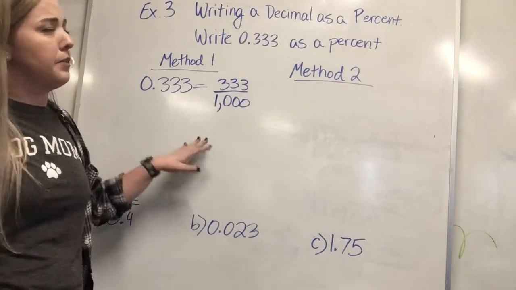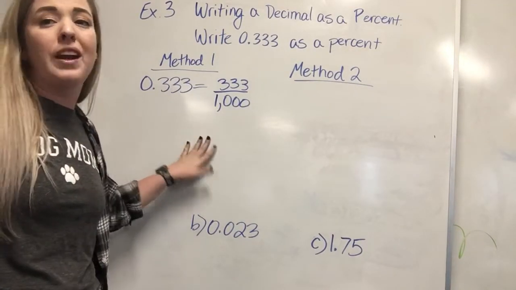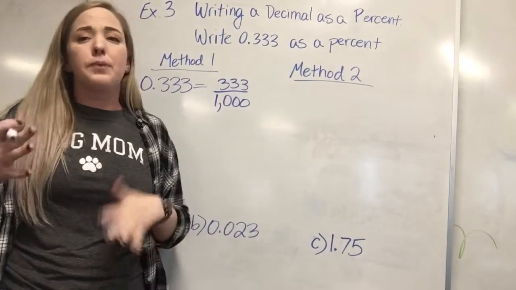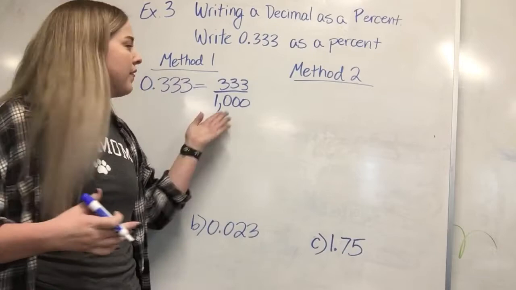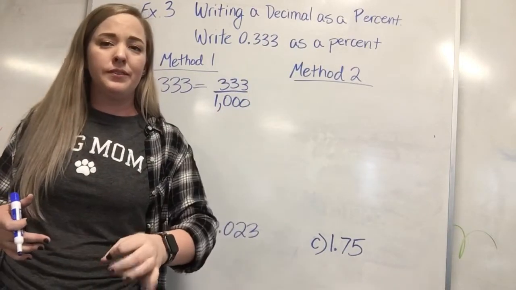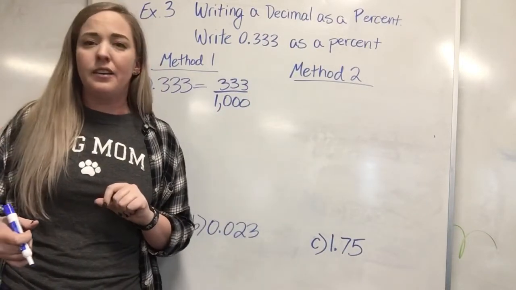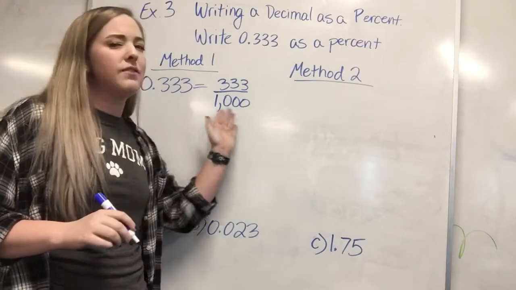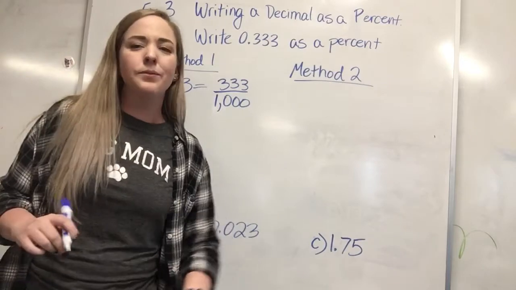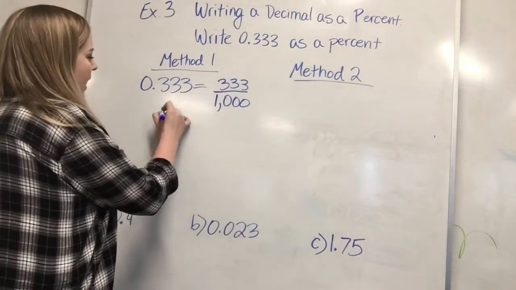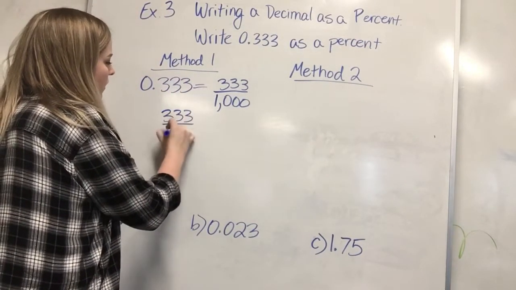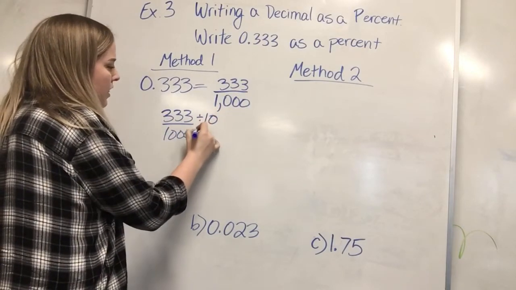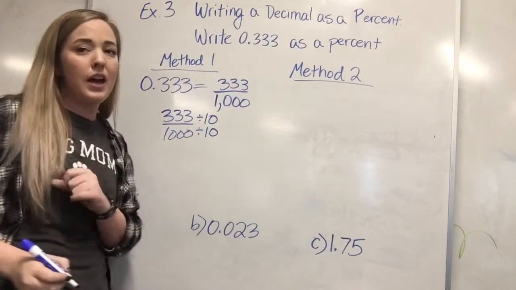Now remember, when we deal with percents, we deal with it over 100. So what do we need to do to 1,000? Multiply, divide, add, subtract. How do we get 1,000 to go to 100? Okay, so think about it for a sec. All right, if you said we're going to divide it, you are correct. So 1,000 divided by what number gives you 100? You should get 10. Okay, so 1,000 divided by 10 gives you 100.